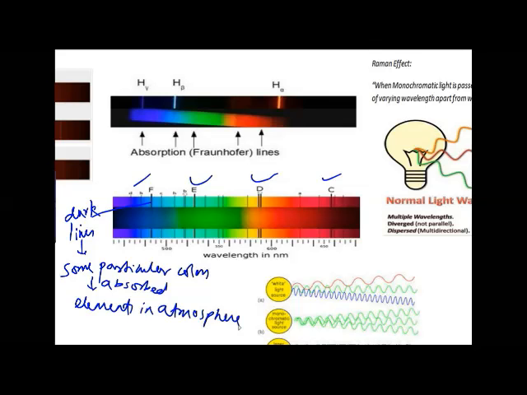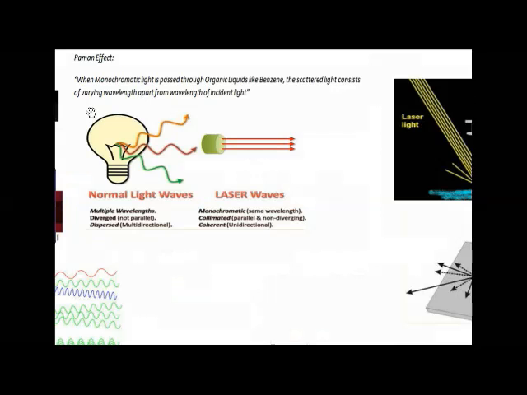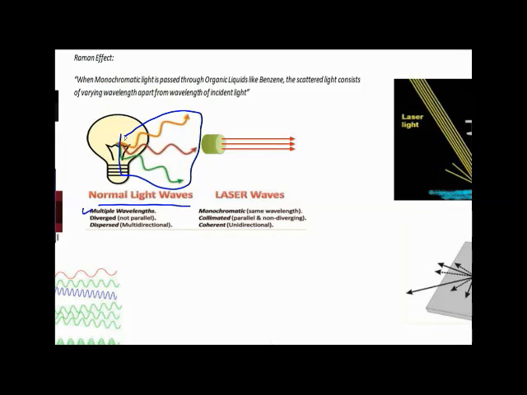So that is how you can understand the concept of Fraunhofer lines. Next, the Raman effect or C.V. Raman effect. Before that we have to understand certain points. A normal light wave or any composite light will have multiple wavelengths. You can see this light is divergent. It is not parallel, it is dispersed, that is multidirectional. The light rays coming out of this filament are in multiple directions. So this is called a normal light wave.